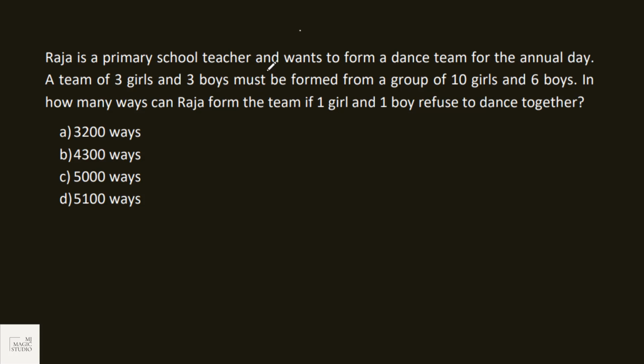So what we have next, Raja is a primary school teacher and wants to form a dance team for the annual day. A team of 3 girls and 3 boys must be formed out of 10 girls and 6 boys. In how many ways can Raja form a team if one girl and one boy refuse to dance together? We have done this kind of question earlier in this particular session also, where we need to first find the total number of cases without any restriction. That would be 10C3 into 6C3. 3 are chosen out of 10 and 3 are chosen out of 6.